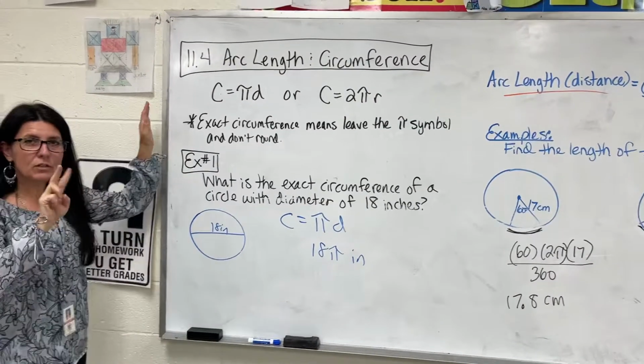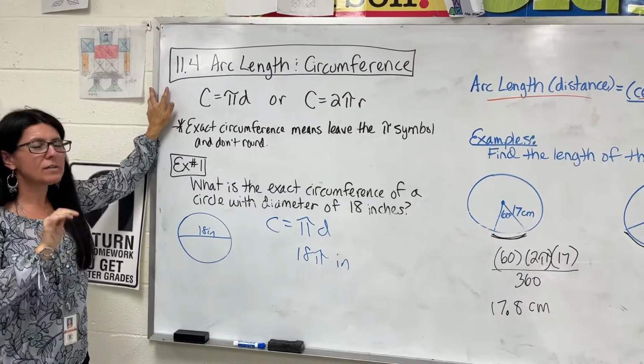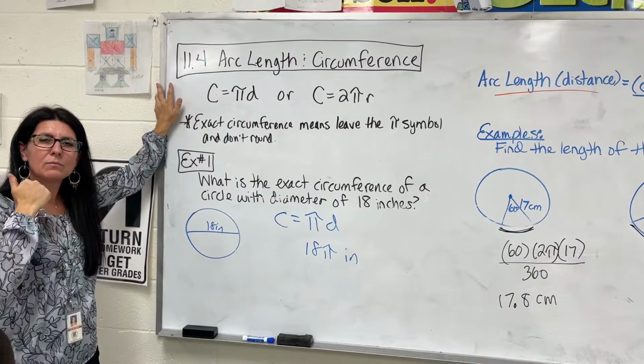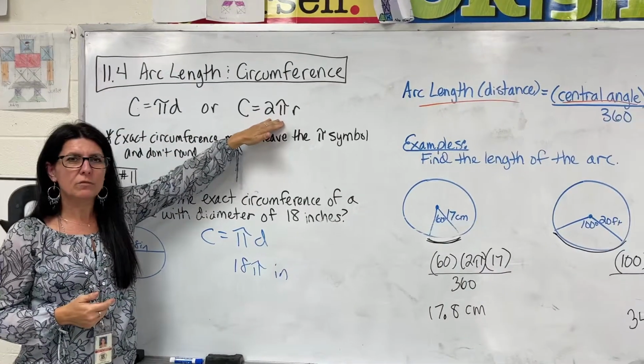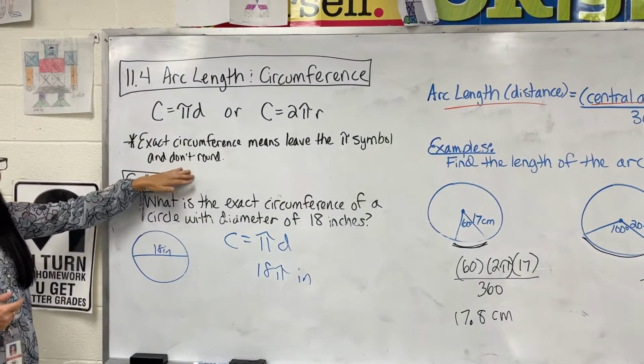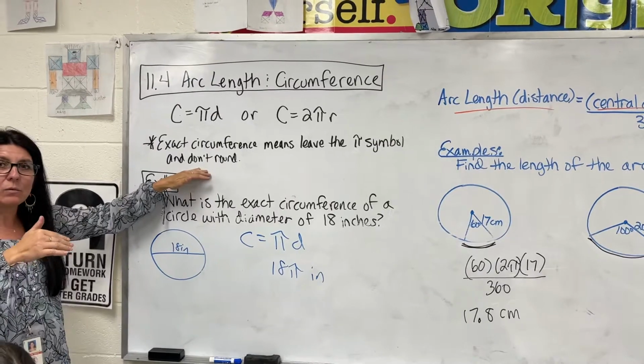Okay. So we're covering two sections today. 11.4 talks about exact circumference and partial circumference. So first of all, here's your two formulas that are on your formula sheet from the SOL. The exact circumference means you're leaving the pi symbol in there.